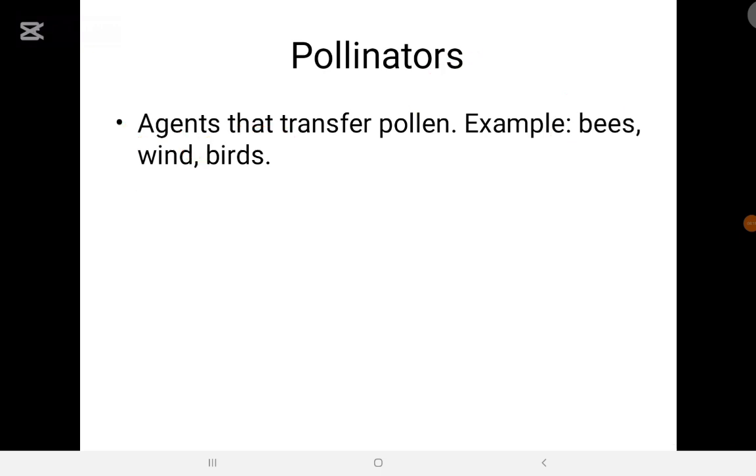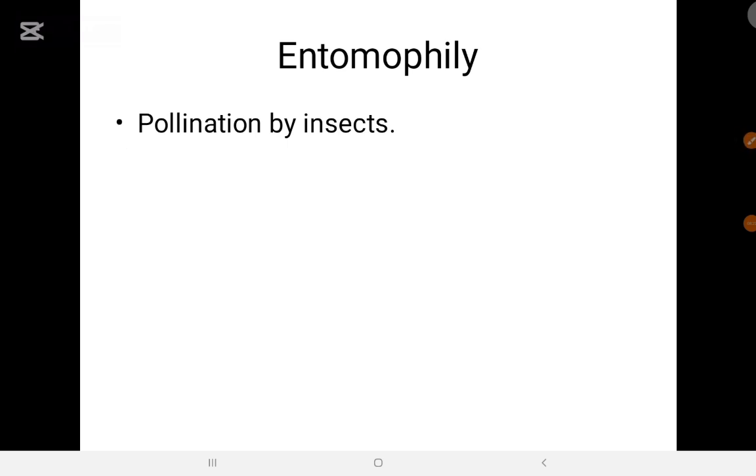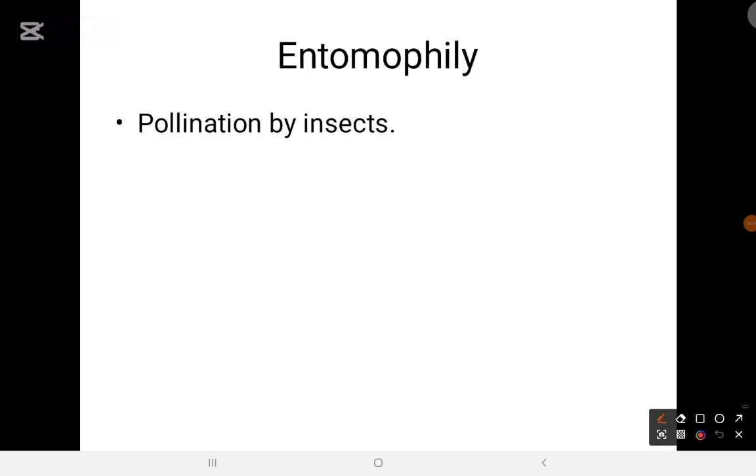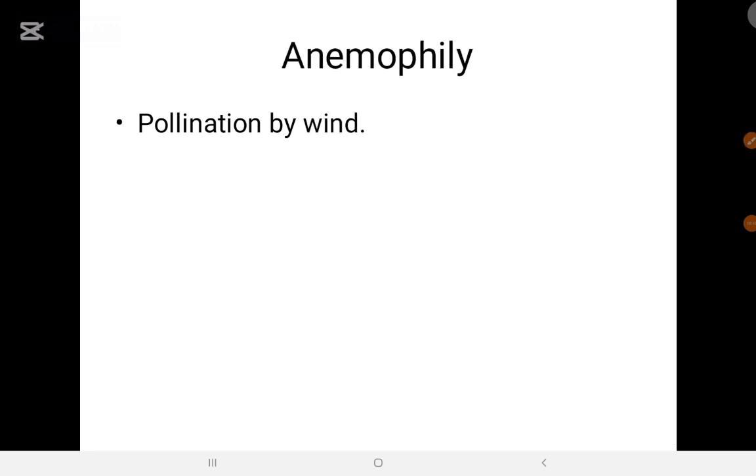Then we have entomophily, the process by which insects pollinate a flower. So we say pollination by insect. The word ento actually refers to insect. Then we have anemophily. Entomophily is pollination by insect, while anemophily is pollination by wind.